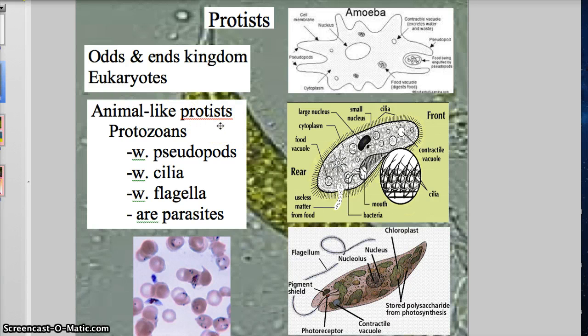Now, think about characteristics of an animal. Animals are heterotrophs. They do not make their own food. So, as a result, these are the protists, for the most part, that do not make their own food. They're heterotrophs. Now, most of these animal-like protists move around from place to place to get their food because they cannot sit there and have photosynthesis like a plant. They are very small, unicellular, and they are called protozoans. So when you hear the term protozoan, that means it's a protist that is animal-like.